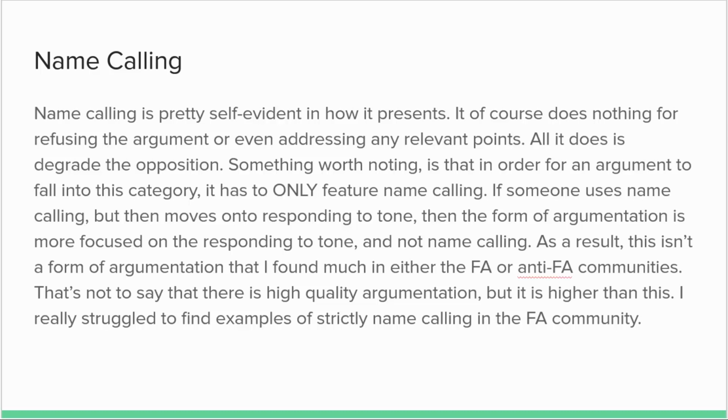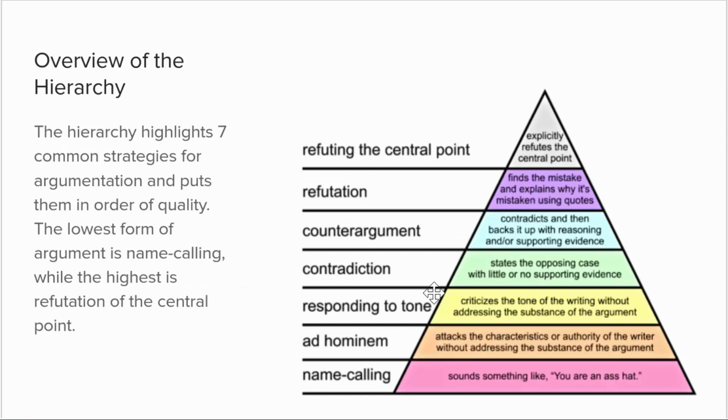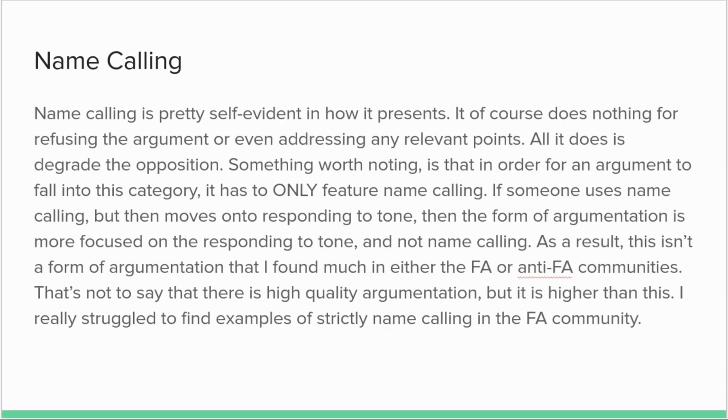Far more often, the one that seems the most prevalent to me is ad hominem attacks, which is what we'll cover next time. If I continue this, I'd like to, but I want opinions. In order for this to be categorized as simply name calling, it has to be one of the only things they do. They do engage in name calling some, but it's almost always followed up with either an ad hominem attack, responding to tone, or sometimes contradiction. Those seem to be the more common methods of argumentation that I've seen from fat acceptance people.